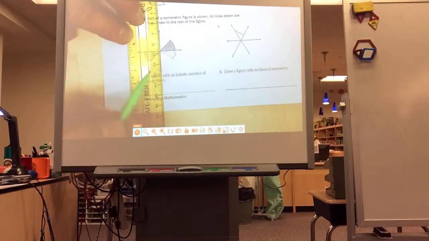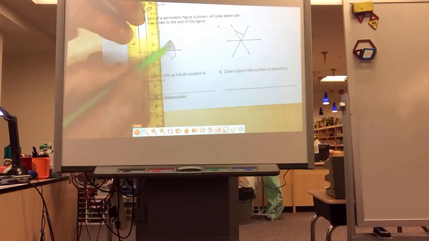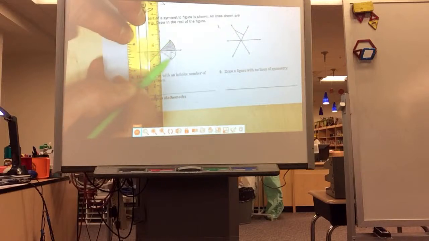This is a real rough sketch of it. You could do it nicely with a ruler. Does that make sense? This point and this point make a perpendicular line. This point should be the same distance away as that is, so it's probably sort of like so.